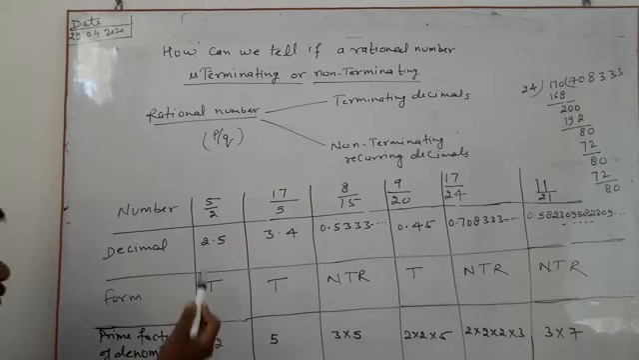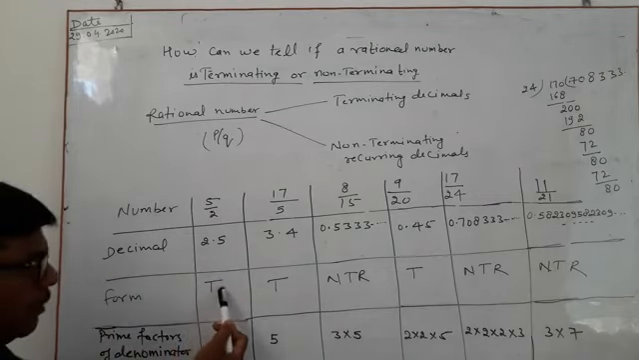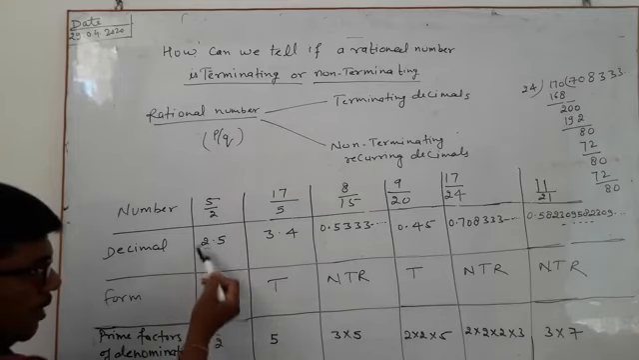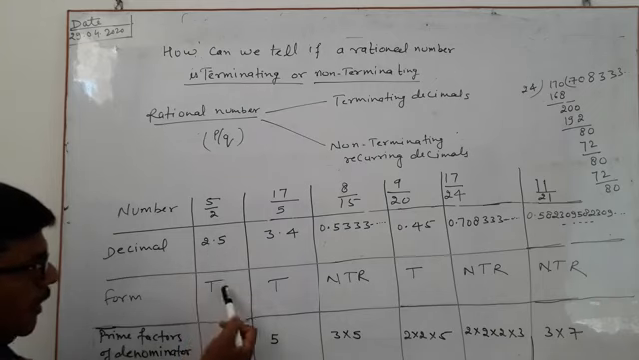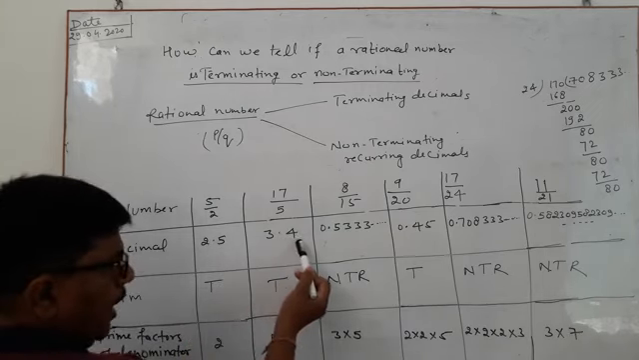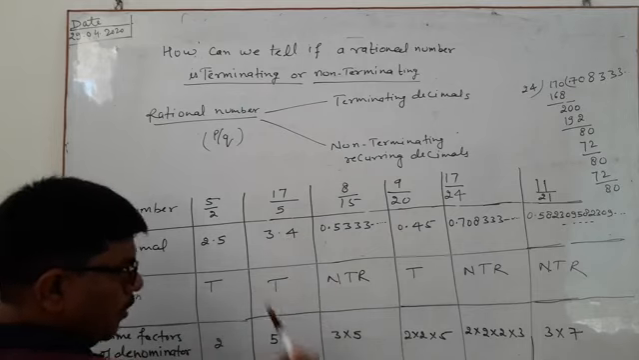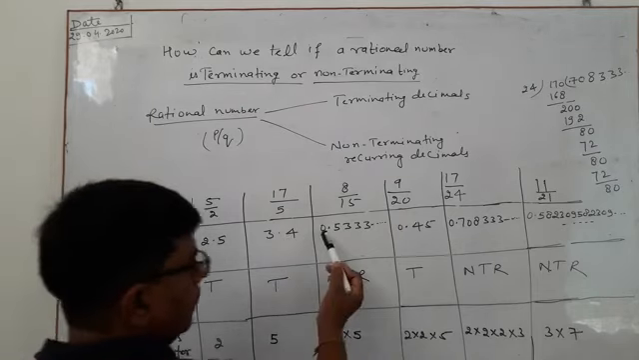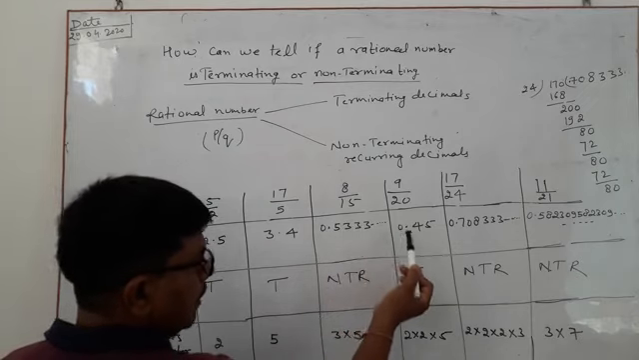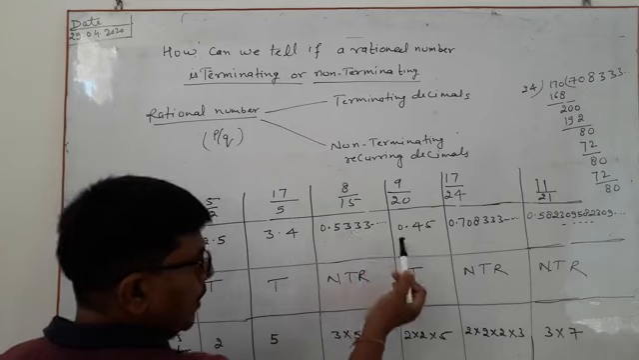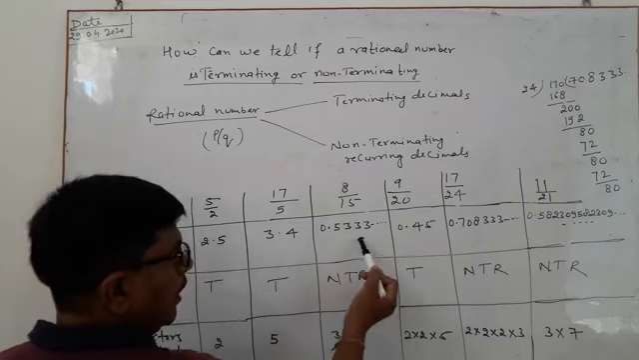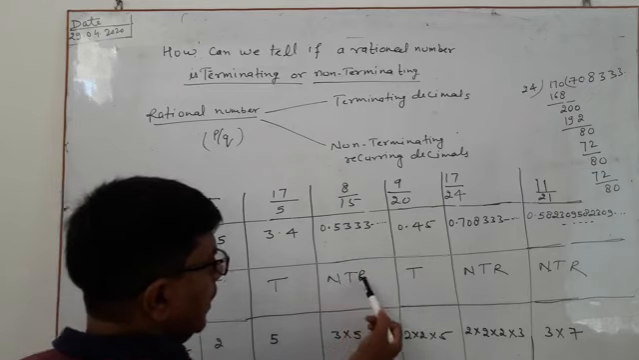Obviously 2.5 is terminating because after the decimal there is a finite number of digits, and it terminates. It means this is a terminating decimal. 3.4 has only one digit after the decimal, and the remainder comes 0, so this is also known as a terminating decimal. But 0.5333 and so on means 3 repeats indefinitely and never terminates. The remainder never comes 0. So this type of rational number is called non-terminating recurring.